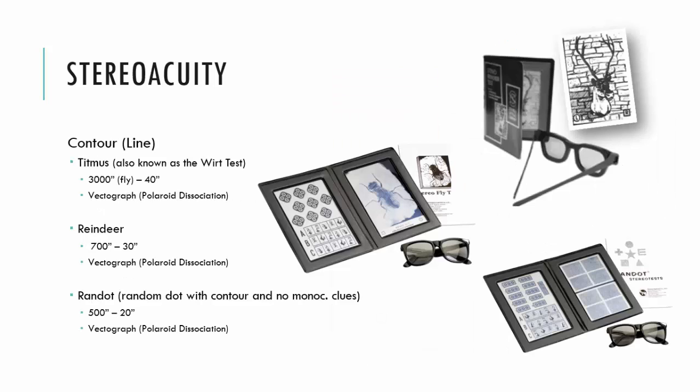And the final group of tests are those that are considered to be contour line. The main difference between these tests and the tests that we've talked about, random dot and real depth, is that contour line allows for monocular clues and permits a patient to not be bifoveal. So a patient who's not bifoveal could pass a contour line test.